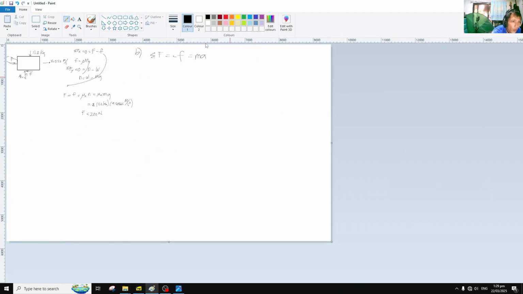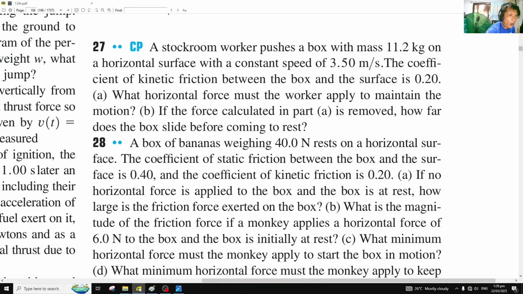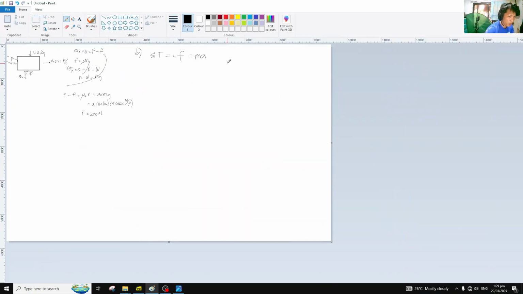So you can calculate how far. You're asked about how far, so you should resort to the kinematics equations, which is equation number 3, I think. Let's go back. Equation 3, you have a velocity. Yes, you have an initial velocity, you have a final velocity, and it would be zero. Why? Because it will stop. Right? That's what the problem says: how far does the box slide before coming to rest. So it would be at rest. So you can use equation number 3.